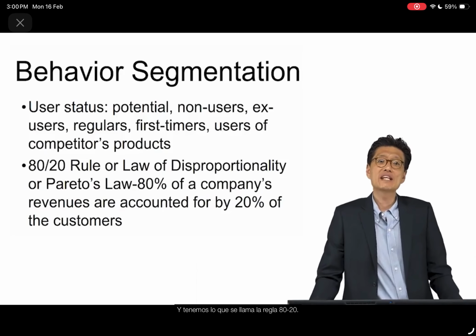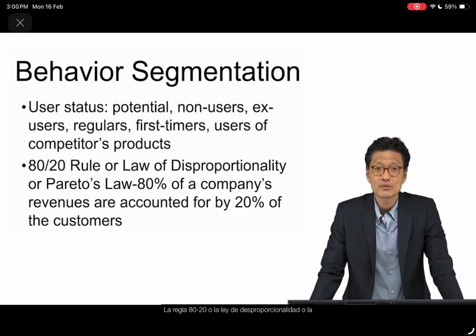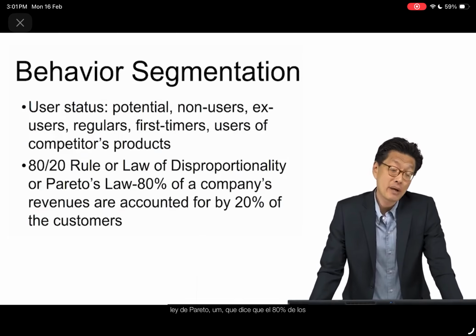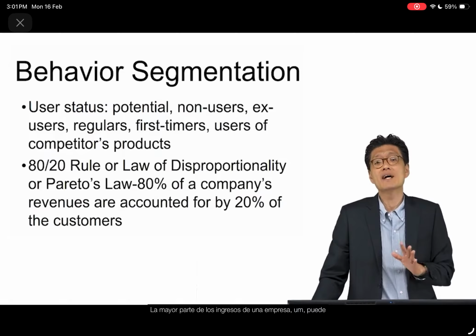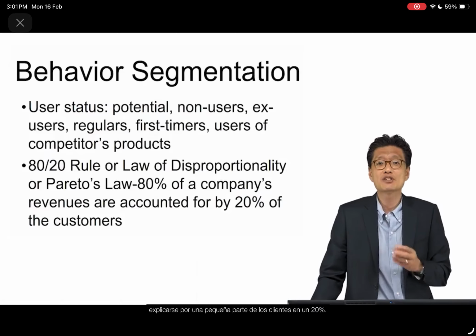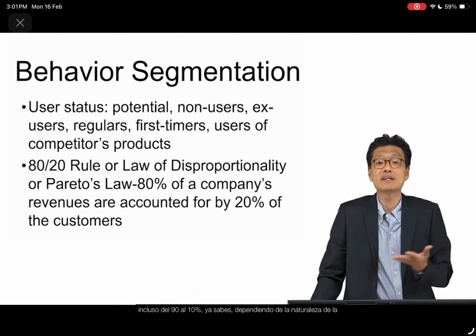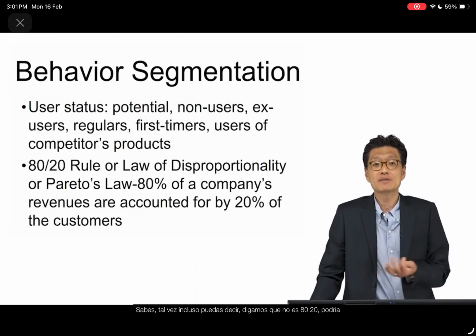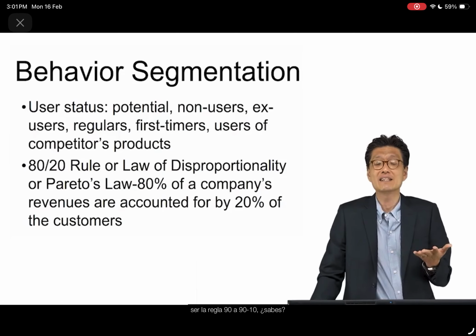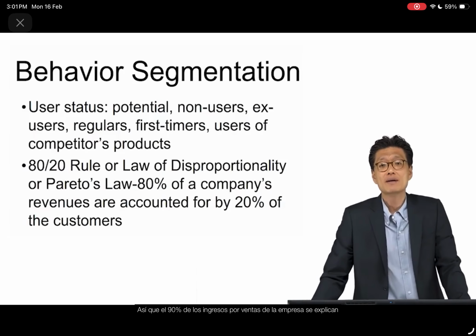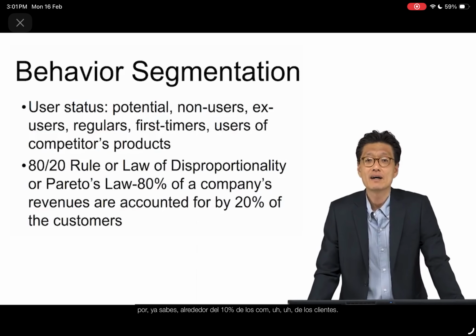And we have what's called the 80-20 rule, and many of you may have heard of this. The 80-20 rule, or the law of disproportionality, or Pareto's law, says that 80% of a company's revenues, the bulk of a company's revenues, can be explained by a small portion of the customers, 20%. Maybe in today's world it could even be 90-10, depending on the nature of the company. So 90% of the company's revenue is accounted for by about 10% of the customers.